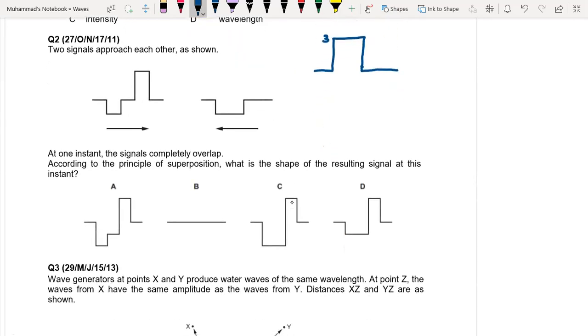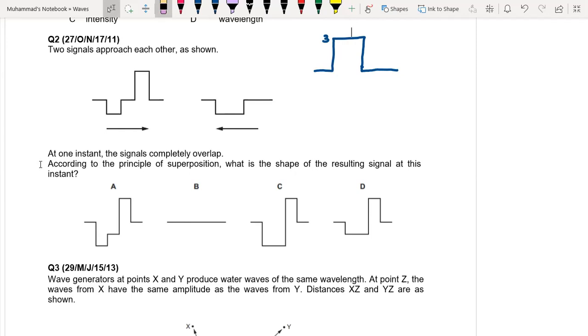Two signals approach each other as shown. So two signals are approaching. One is this signal, the other is this signal. At one instant, the signals completely overlap. According to the principle of superposition, what is the shape of the resulting signal at this instant? So what we have to do is completely overlap these signals, and using the principle of superposition, add the individual displacements of the waves to get the resultant displacement.